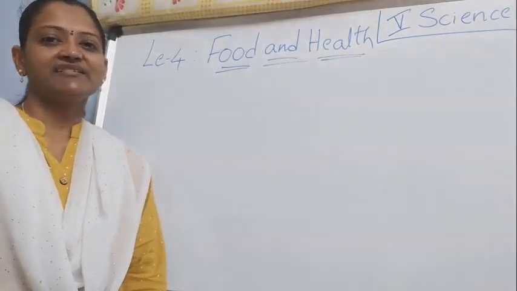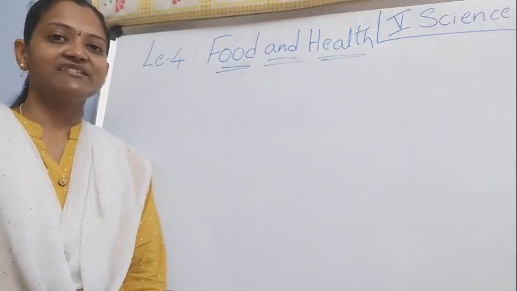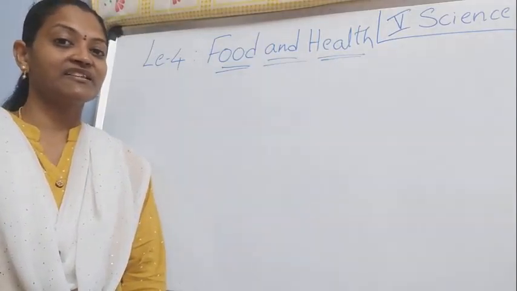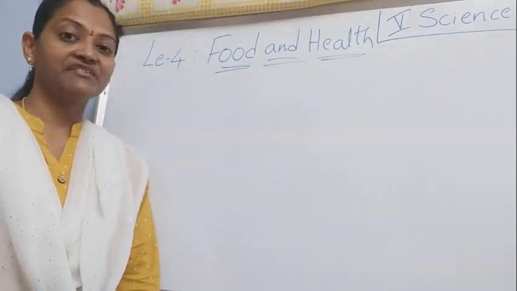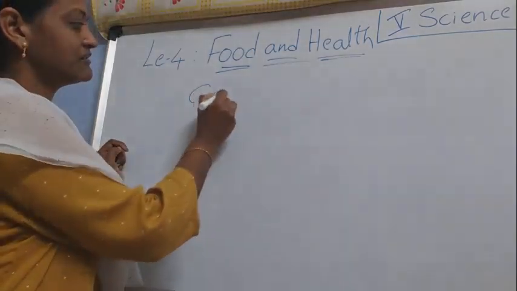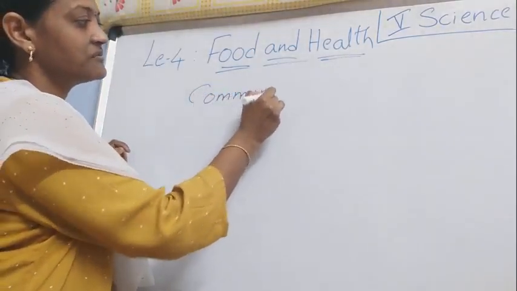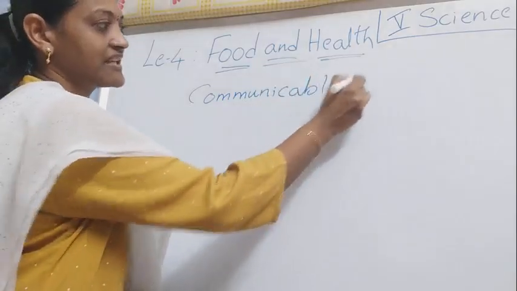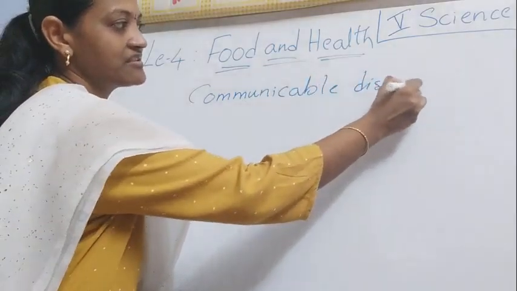In the previous science class, we discussed diseases, right children? How many types of diseases did I say? Mainly two types of diseases, right? What are those? Tell me. Communicable, right? Communicable diseases we discussed in the previous class. Do you remember these diseases?